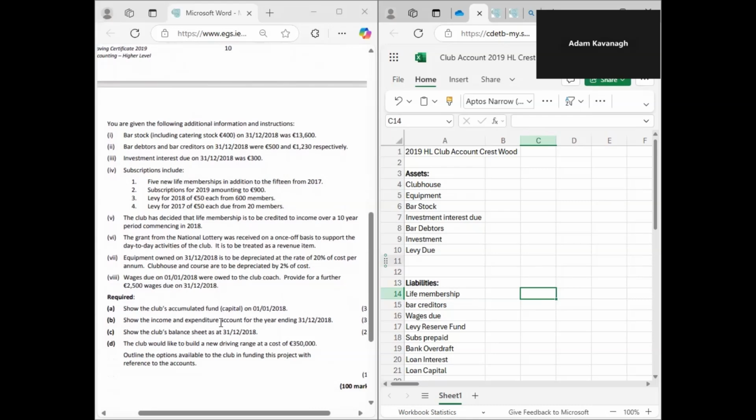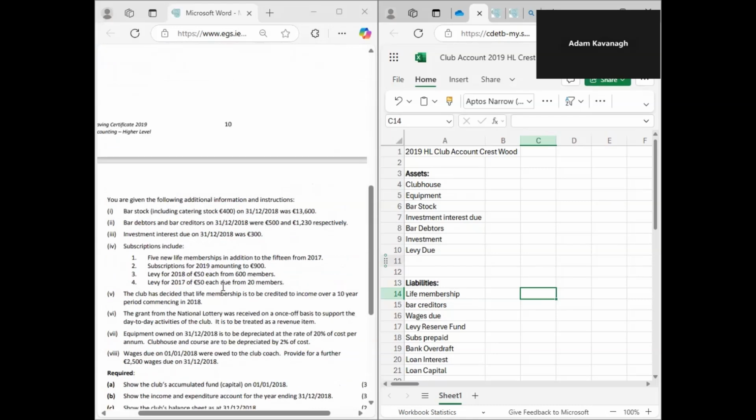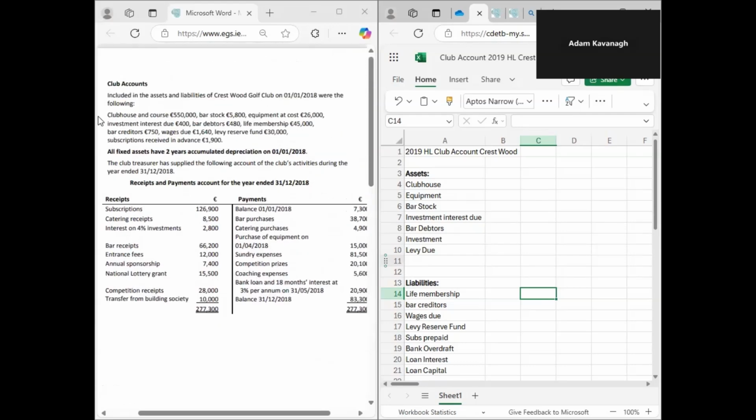They start off with showing the club's accumulated fund, which is what I'm going to take you through in this video. So most of the information is going to come from the top of the question, first of the first, because that's the date we're given to do the accumulated fund for. And you can see here we have clubhouse and course, bar stock, equipment at cost, investment interest due, bar debtors, life membership, bar creditors, wages due, labour reserve fund, and subs received in advance or subs prepaid.